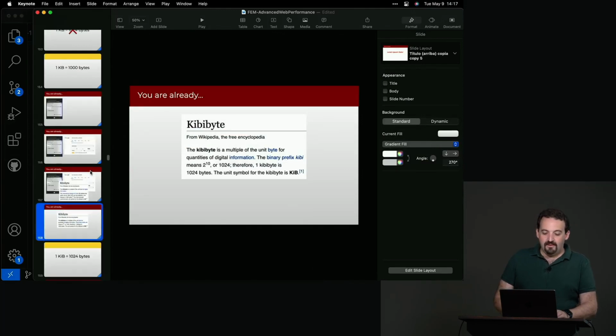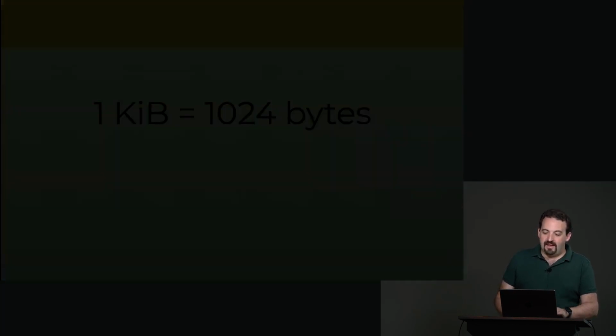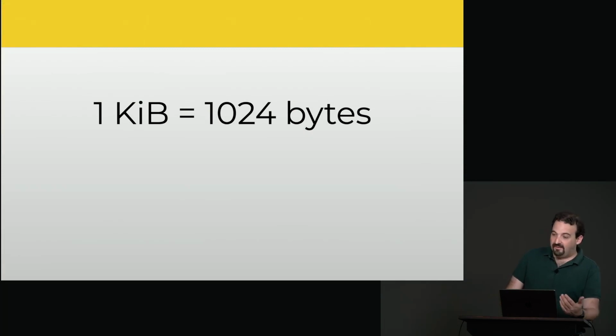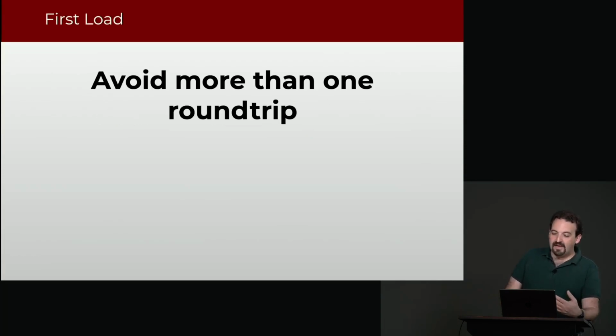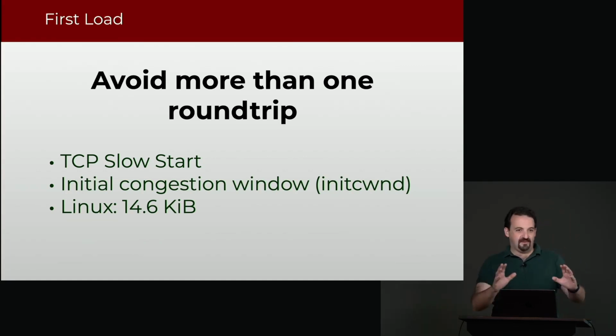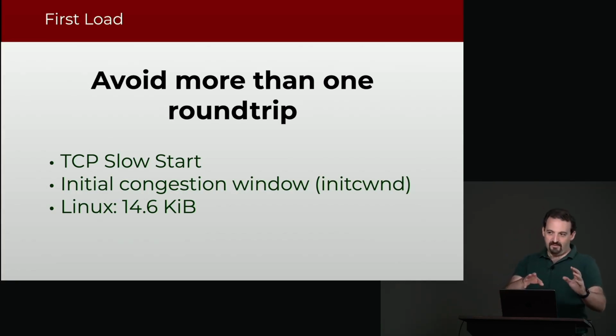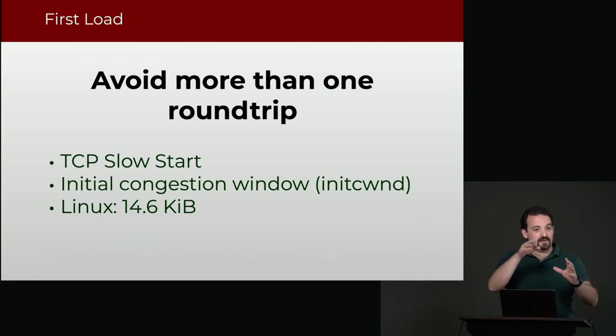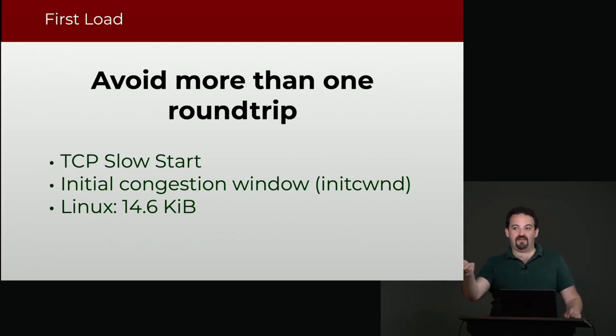Anyway, going back, we were saying that one KiB, one kibibyte, is 1,024 bytes. So on Linux, 14.6 KiB is the initial congestion window, which means if you can fit the HTML within 14.6 KiB, it won't be split into more than one TCP packet. So it will arrive at the client as soon as possible, because we don't need to send more than one packet, wait for them, reorder them, see if it's there or not, and so on.